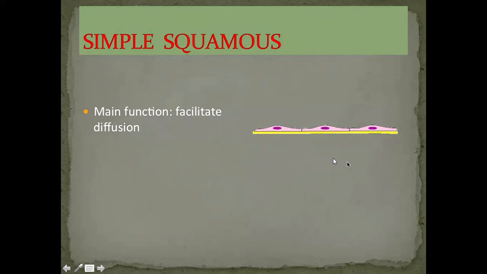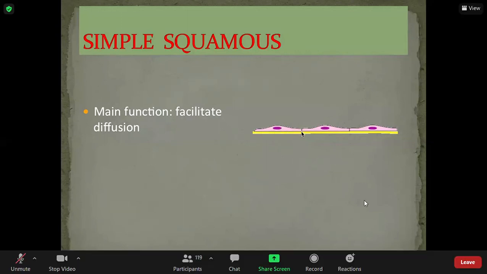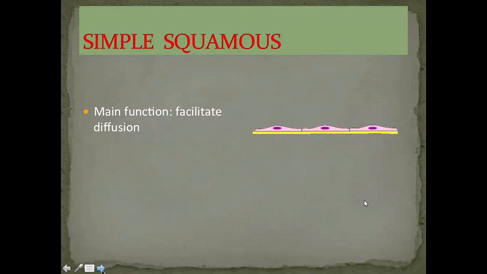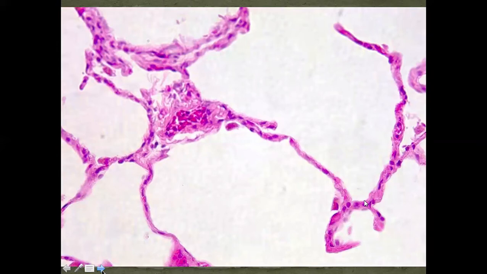So the main function is to facilitate diffusion. So madali makalabas, no? Ang mga substances in and out. Kasi isa lang ang layer. Then they are flat. Okay? So this is an example. So this is the lining epithelium of your alveoli or alveolus in the lungs. Okay? Simple squamous. Imagine mo kung multi-layer yan, paano makadaan ang oxygen, paano makadaan ang mga substances dito. Okay? So that's why it is designed to be lined only by a simple squamous epithelium.